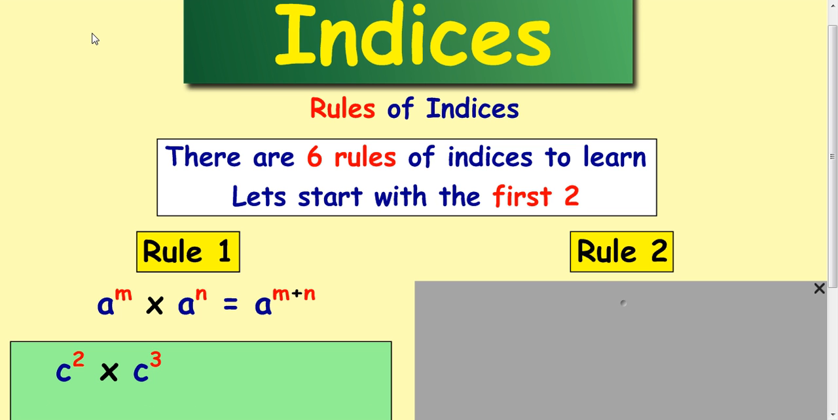In this lesson we're going to look at rules of powers or rules of indices. There are 6 rules altogether. We're not going to concentrate on all 6 just now, we're just going to look at rule 1 and rule 2. So let's turn our attention to the first rule of indices or powers.